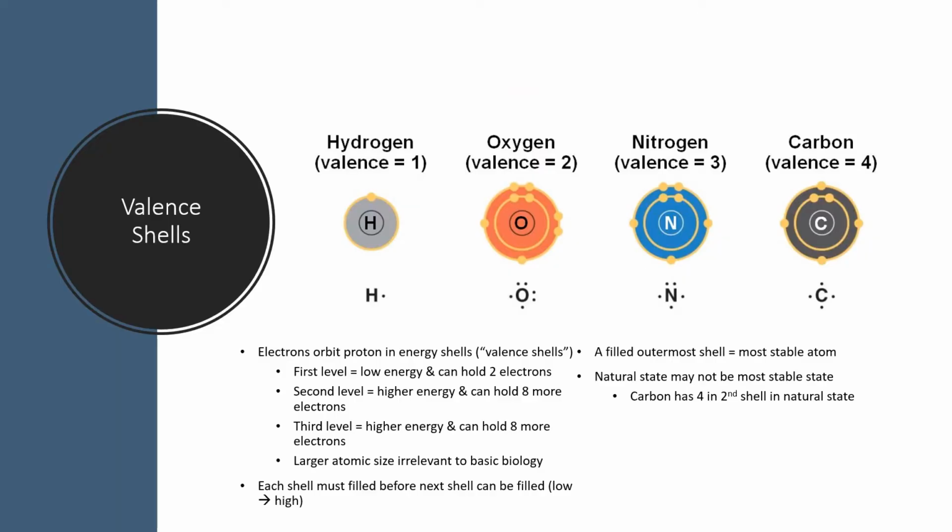Electrons orbit protons in the nucleus in energy shells. You call them valence shells properly. Now, just to make this clear, when you look at these diagrams of atoms, you have your nucleus in the middle, and then you have these nice orderly rings that surround the nucleus.